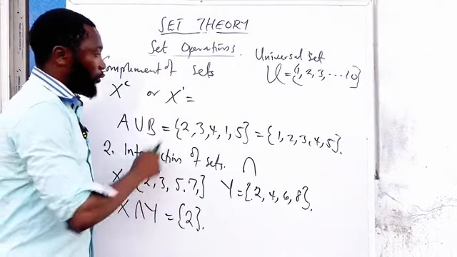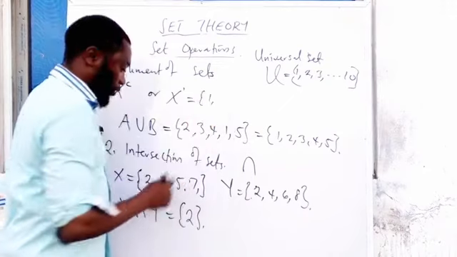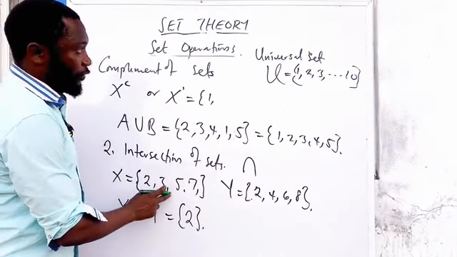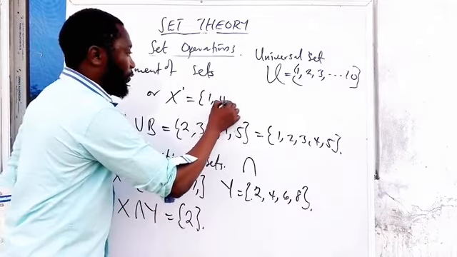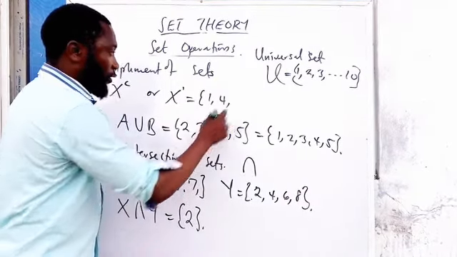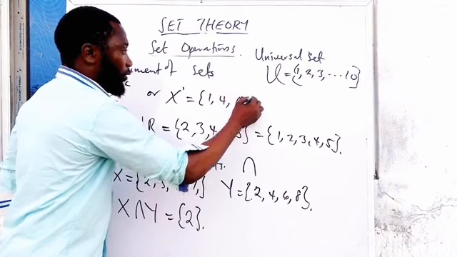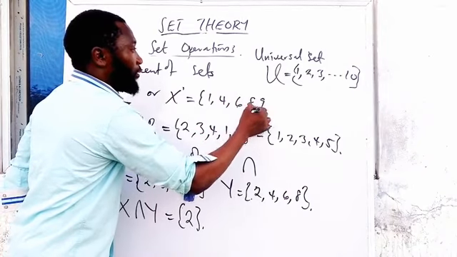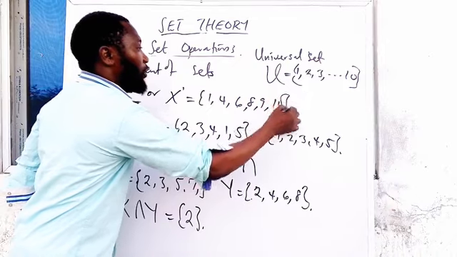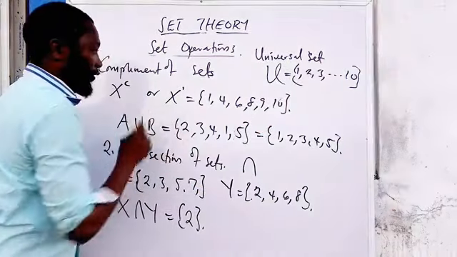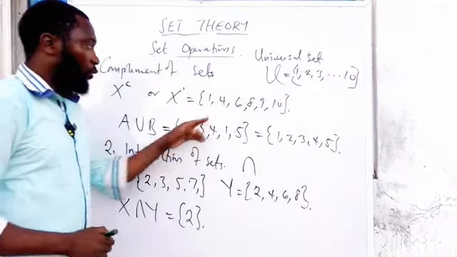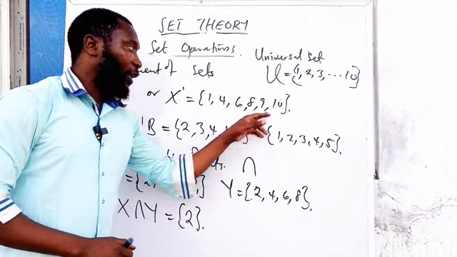1 is not here, so 1, 2, 3. 4 is not here, so we write 4. 5 is here. 6 is not. 7 is here. 8 is not. 9 is not. And 10 is not. It means complement of X are what? 1, 4, 6, 8, 9, 10.